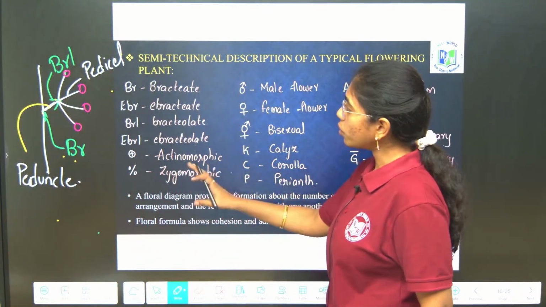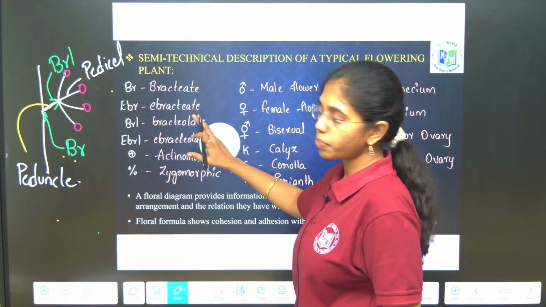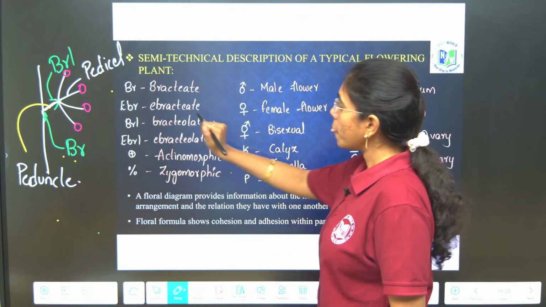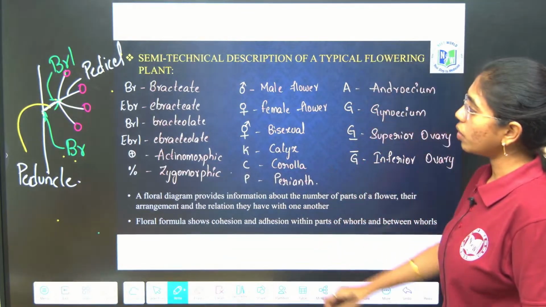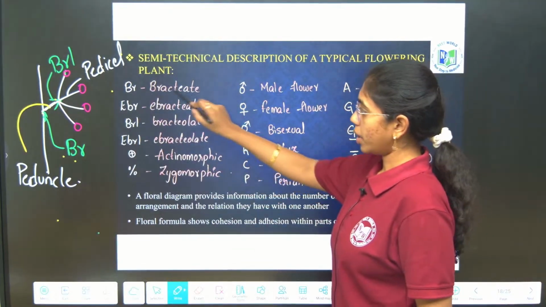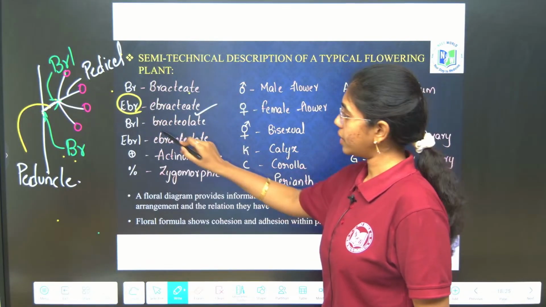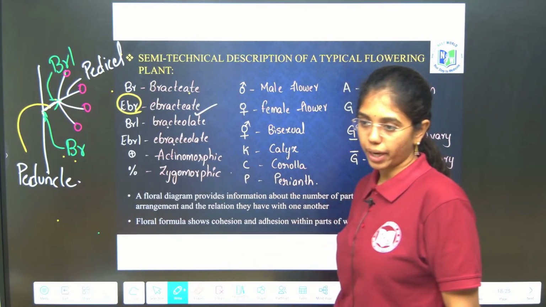You have to know what is bracteate and what is bracteolate. Clear with the terms bracteate and bracteolate? So here if you see, BR is bracteolate, BR is bracteate, EBR is what? Ebracteate. Same is the case with bracteolate and ebracteolate.